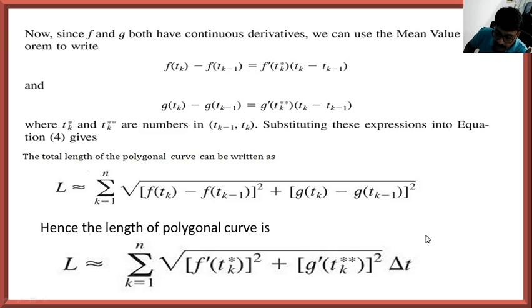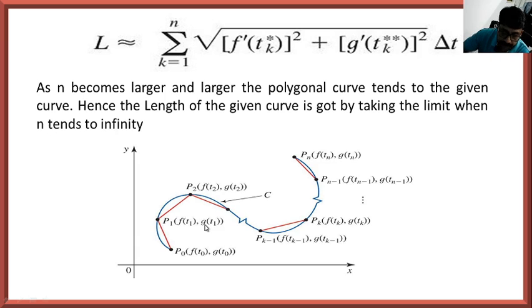Constant in the sense that the length of the interval is the same. And this is actually a Riemann sum. When n becomes larger and larger, that is, when the number of partitions of this interval AB becomes larger and larger, the line segments that we are getting come almost up to the curve. So the polygonal curve is tending to this given curve if the number n of intervals is very large.